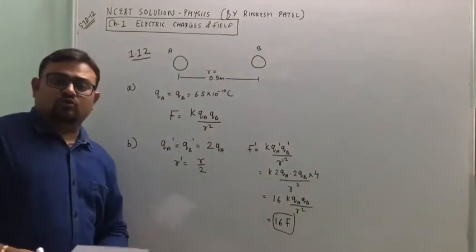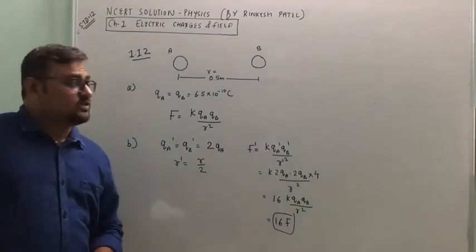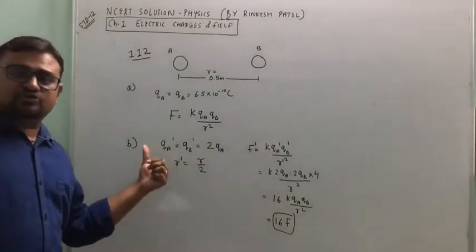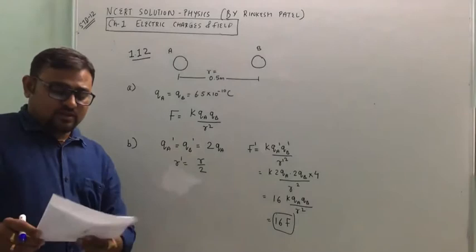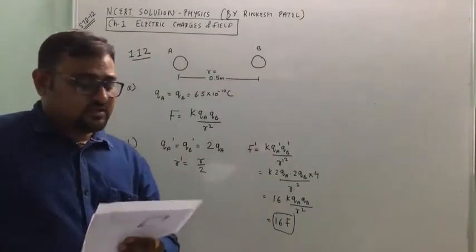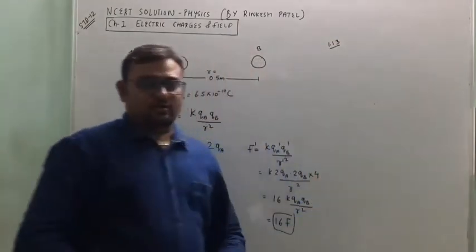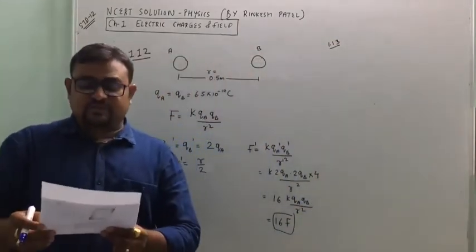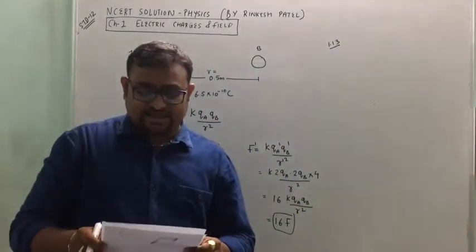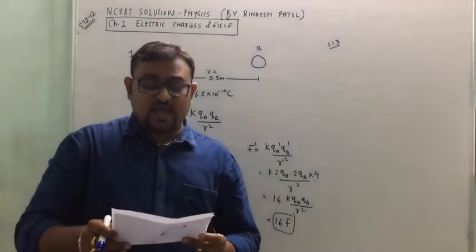Now let's move to 1.13. Question 1.13 is based on question 1.12. The question 1.13 says, let's write 1.13. Suppose the spheres A and B in exercise 1.2 have identical size.